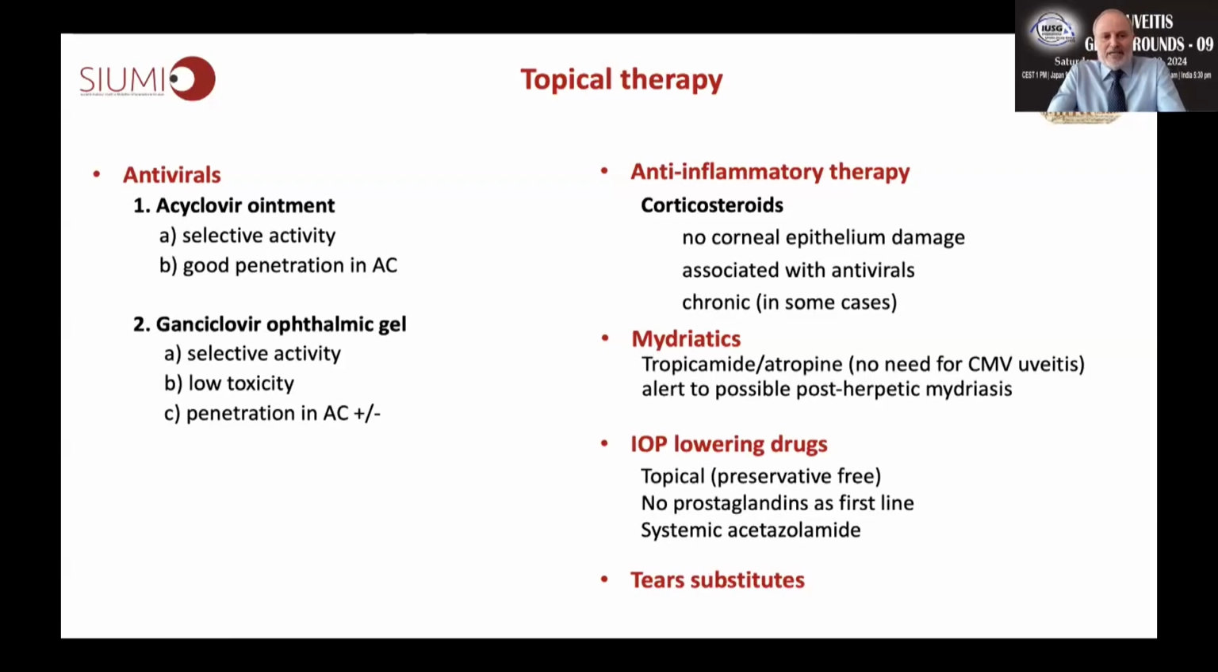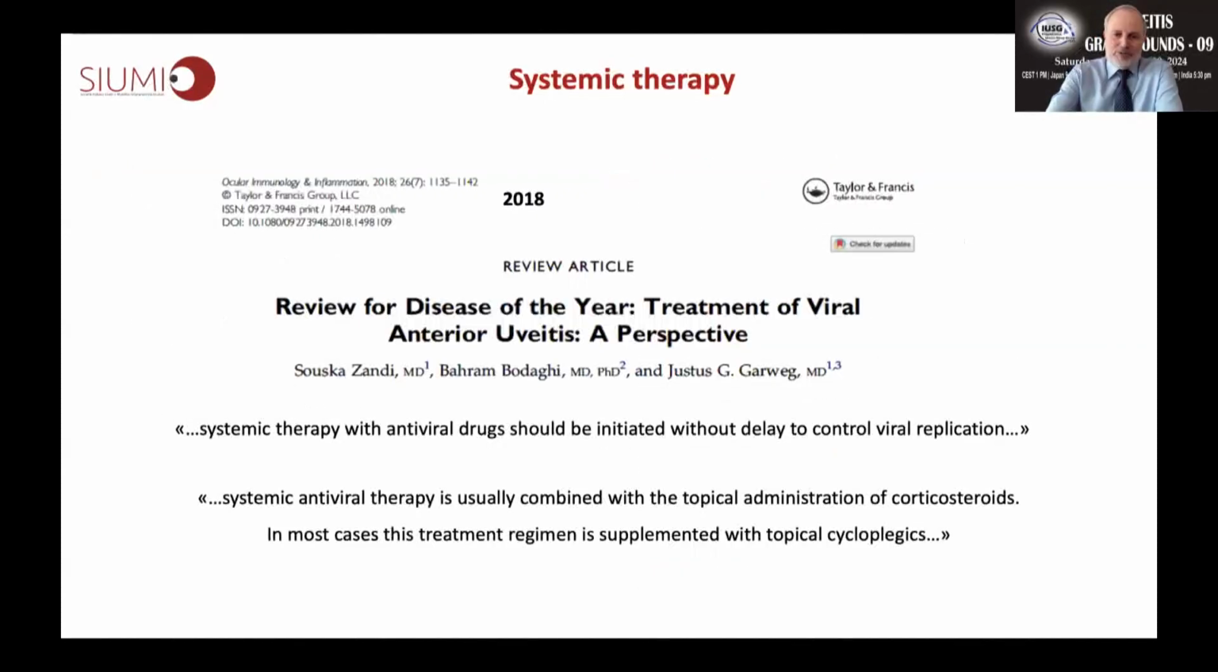The very important thing is to manage the IOP spikes in these patients. You should use topical, possibly preservative-free drugs, no prostaglandins as first line, because it has been demonstrated in a few studies that prostaglandins can favor the onset of herpetic keratitis. You can use systemic acetazolamide just at the beginning of the IOP spike to bring it under control. The other important thing is to preserve a good ocular surface with tear substitutes.